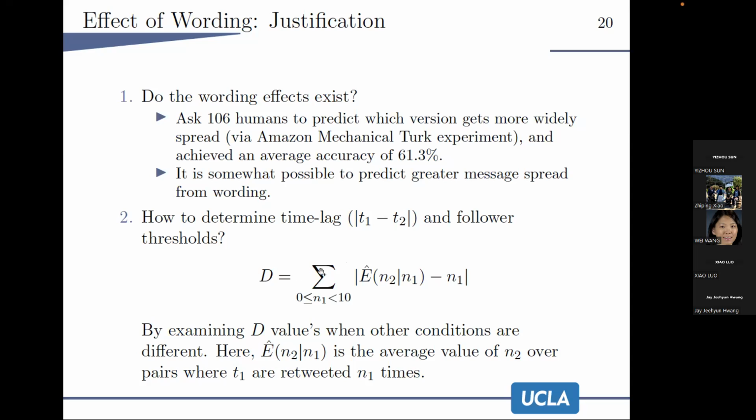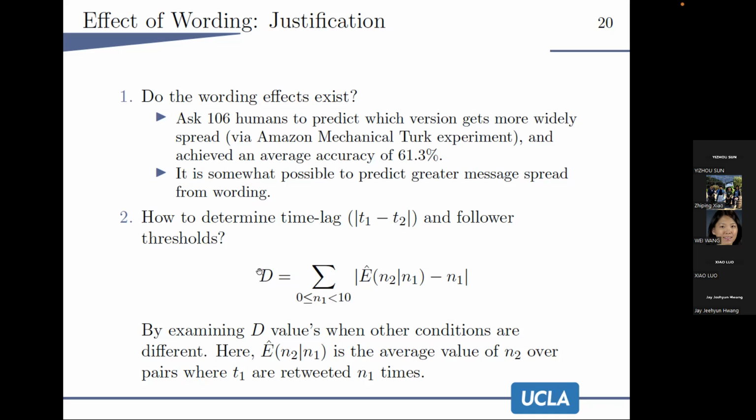They used a scoring function to compute some sort of score, where here we see the E. The E is the average value of N2 over the pairs where T1 is retweeted N1 times. N1 and N2 are the number of retweets that T1 and T2 get. Sorry, maybe I shouldn't use T1 minus T2 here, because T1 and T2 should refer to the tweet content instead of time. Sorry for this confusion. I will correct it later.